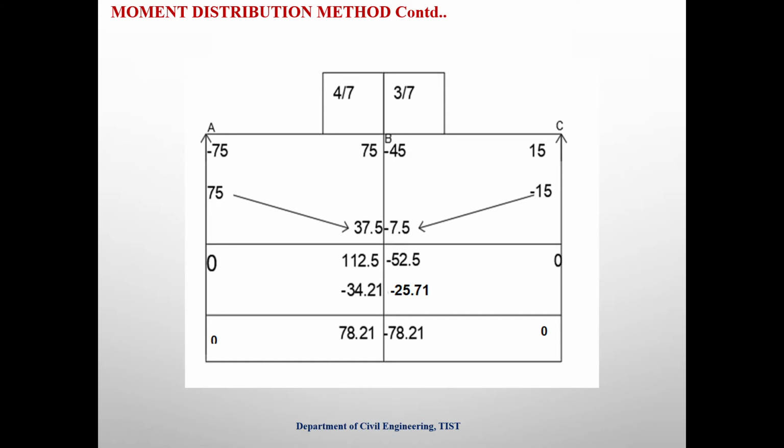Then check the support conditions. Support A is a simply supported one, that is 0. Support C is also a simply supported one, the moment is equal to 0. At the joint B, the total moment should be equal to 0. The total moment is equal to 0. After getting this step, we can stop the iteration. Then we can draw the bending moment diagram.